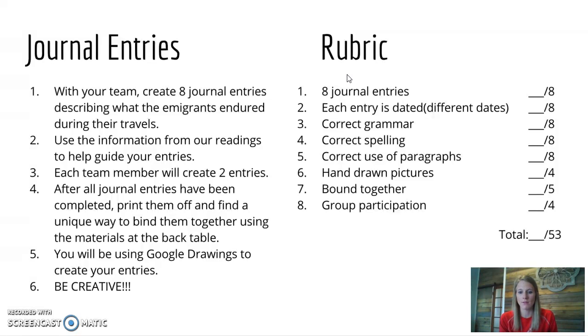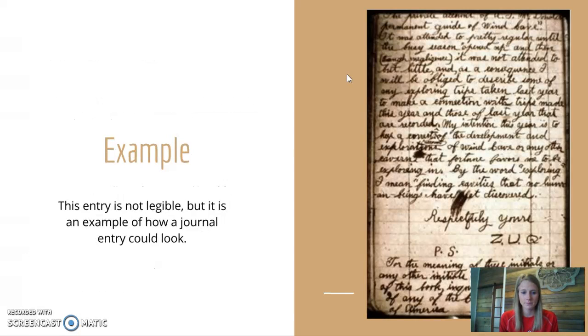Then they have to be bound together, which is 5 points, using the materials from the back table that you see. And lastly, you'll be given 4 points for group participation. Make sure you're using that good group language, talking nicely to one another, and that everyone is participating.